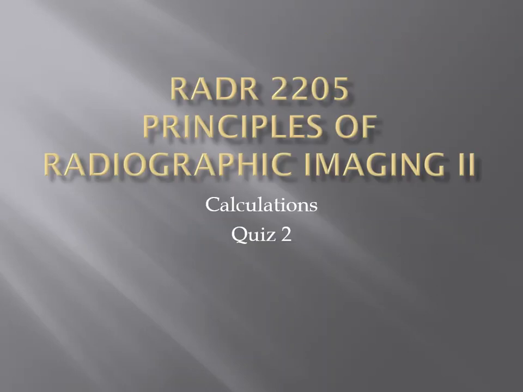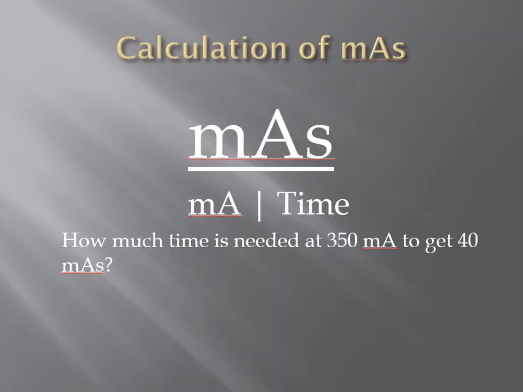This is PowerPoint for the second math quiz, and there's some redundancy here. We're going to start with calculation of mass. So the graphic on page 59, I think, is inverted, and it just makes it simpler and easier to keep up with what you're dividing if you put mass on top and MA and time on bottom. So if you're missing a variable, MA times time equals mass, mass divided by MA gives you time, mass divided by time gives you MA.